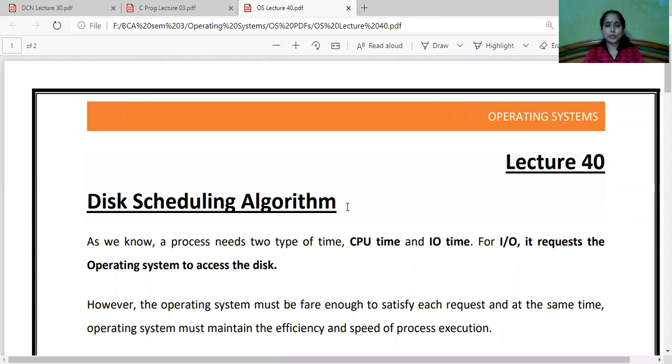Good afternoon, students. Today we are going to start with a new topic, that is disk scheduling algorithm. This is an introductory portion of disk scheduling algorithm.